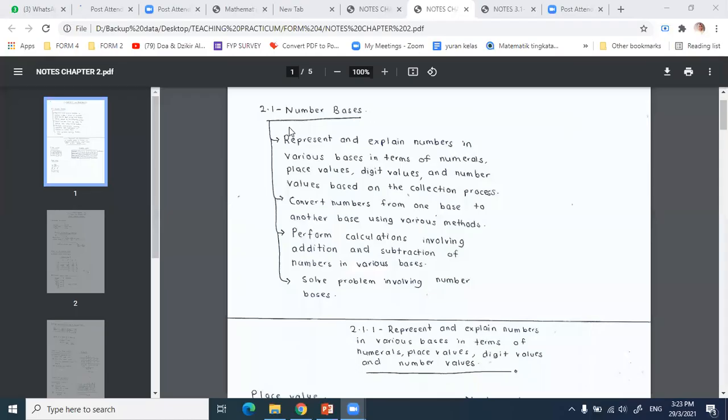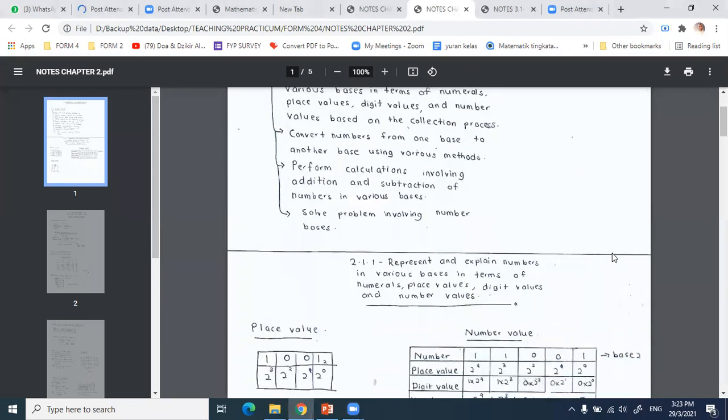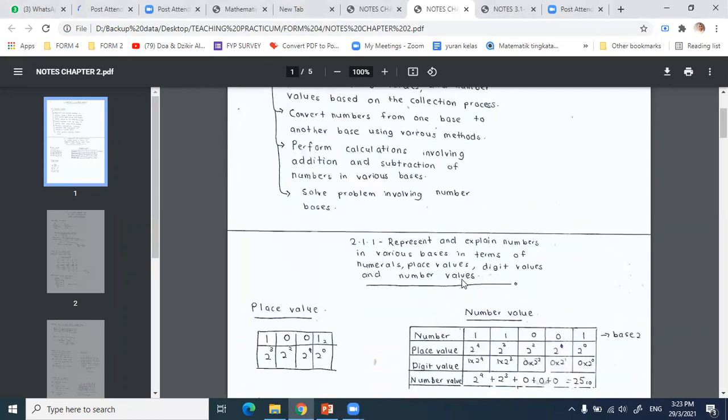Okay, now we will learn, firstly, how to represent and explain numbers in various bases in terms of numerals, place values, digit values, and number values. For numerals, as I mentioned before, if that number is in base 2, then the number will consist of 0 and 1 only. If it is in base 3, it will consist of 0, 1, and 2. If it is in base 4, it will consist of 0, 1, 2, and 3.